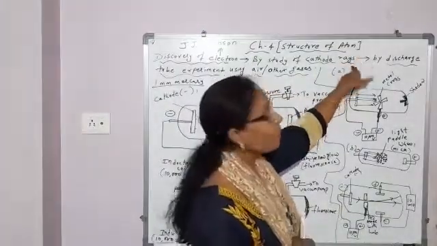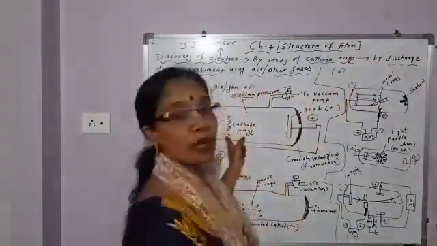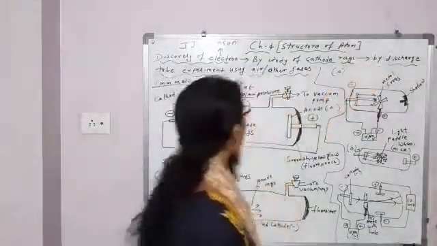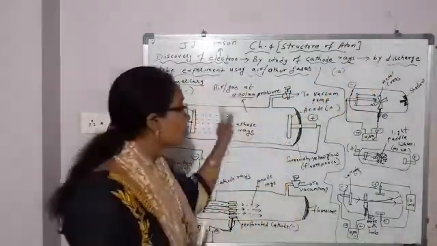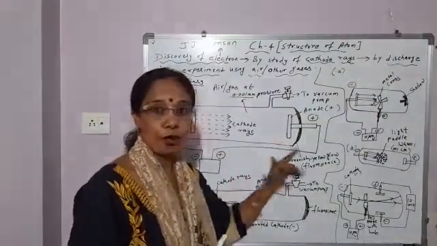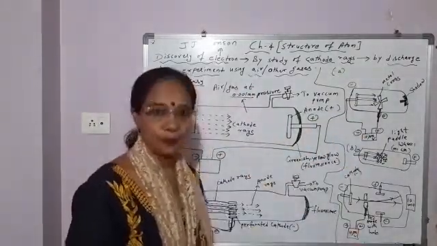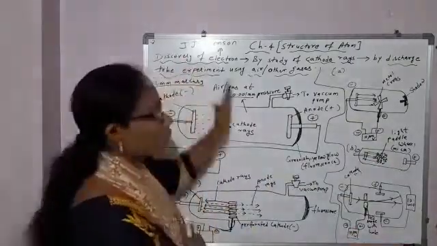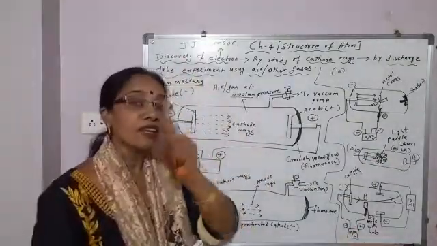And for the study of cathode rays, which experiment did he do? He did the discharge tube experiment, using air or some other gas inside the discharge tube at different pressures. Okay, this way the electron was discovered by the study of cathode rays.